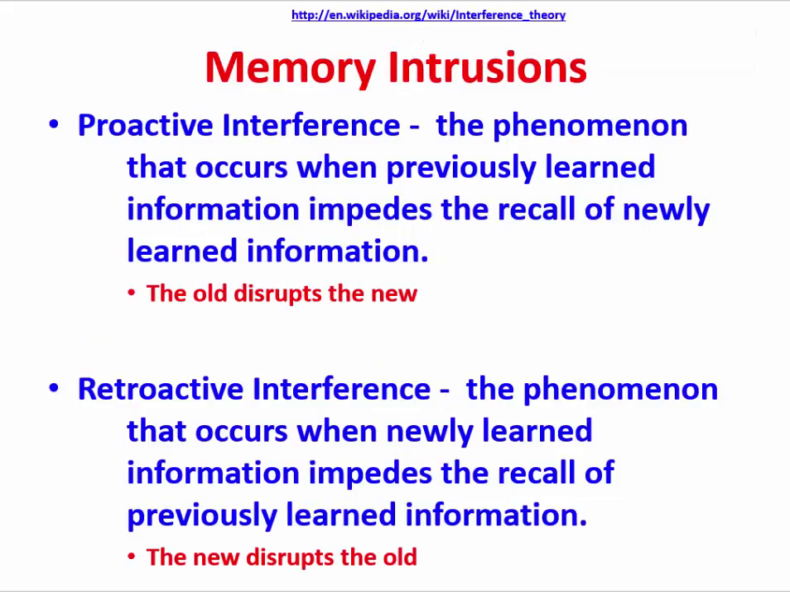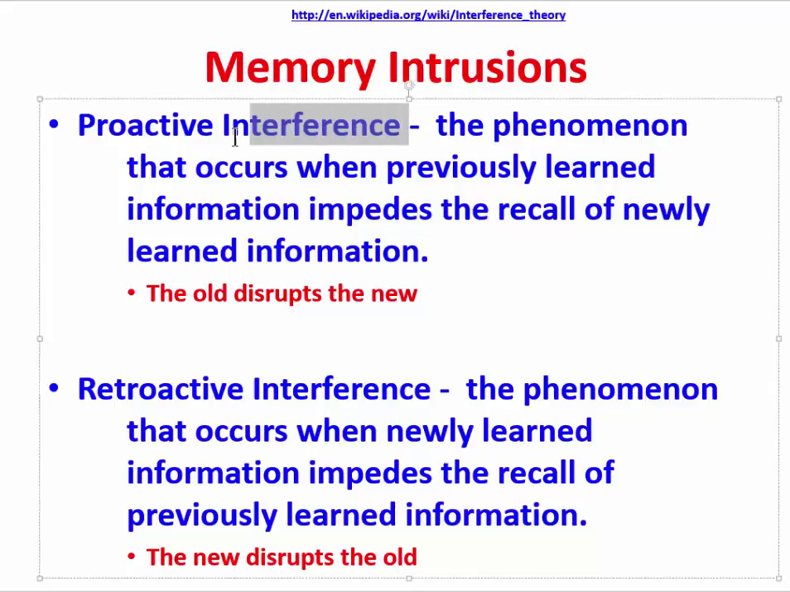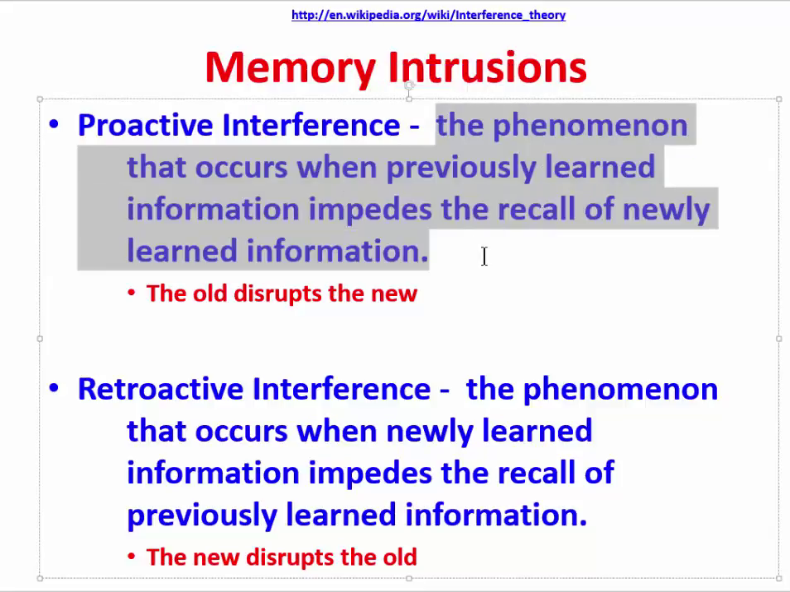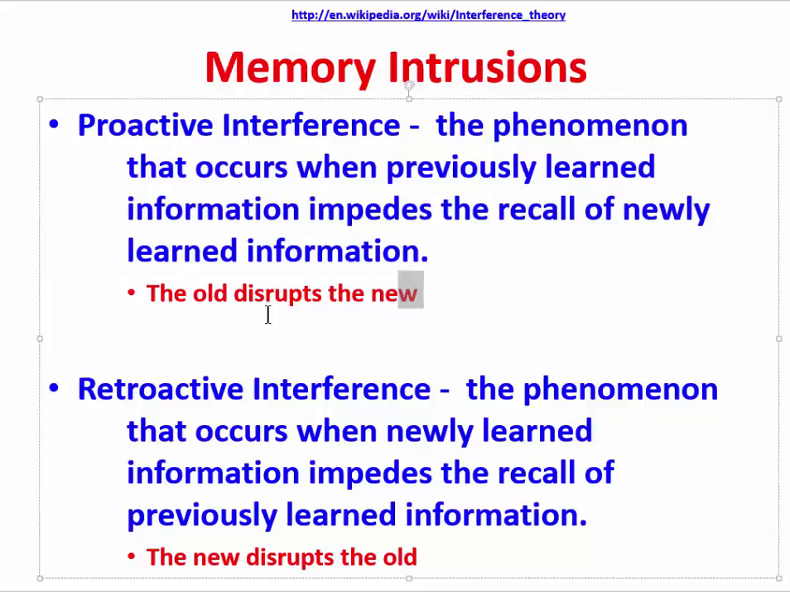So let's now consider some memory intrusions, and we'll do this over a series of slides. Psychologists identify two different kinds of interference that constitute examples of memory intrusions. One is called proactive interference, and we can define this as the phenomena that occurs when previously learned information impedes the recall of newly learned information. We can sum that up by saying more simply, the old disrupts the new. Can you say that with me? The old disrupts the new. This is said to be proactive interference.